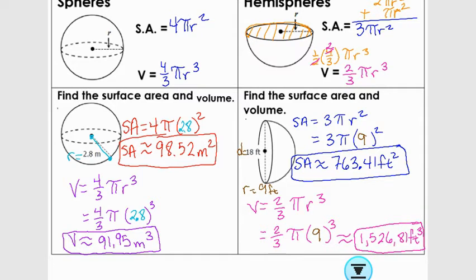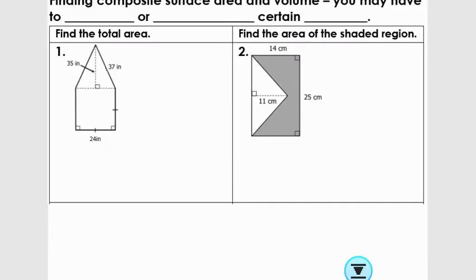Okay, so that's 2 of our shapes for today, cylinders and spheres. We picked up a bonus there with hemispheres. But let's take a look now at composites. Composites are when we put 2 or more shapes together, or we have shapes within a shape. The important thing to know about composites is that finding composite surface area and volume means you may have to, and we've left the blanks here for you to fill in, remember you may have to add or subtract certain parts or figures.